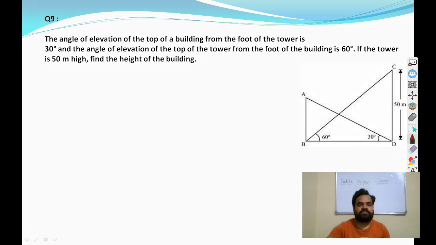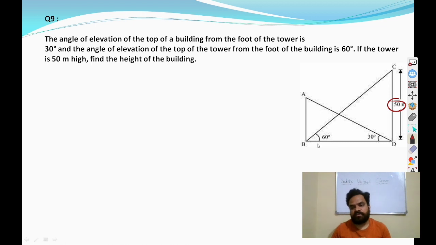Here is the next problem. This is question number 9. The angle of elevation from the top of a building to the foot of the tower is 30 degrees, and the angle of elevation from the top of the tower to the foot of the building is 60 degrees. If the tower has a height of 50 meters, find the height of the building. They have not given a diagram. Please observe here. There is a tower and there is a building. Both the angles are given, and one height is also given, that is 50 meters.